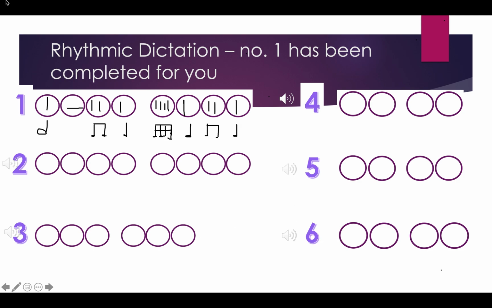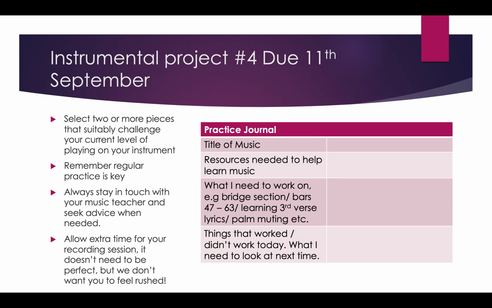All right, moving on. Rhythmic dictation, rhythm 3. Rhythm 4 has only... Hello.